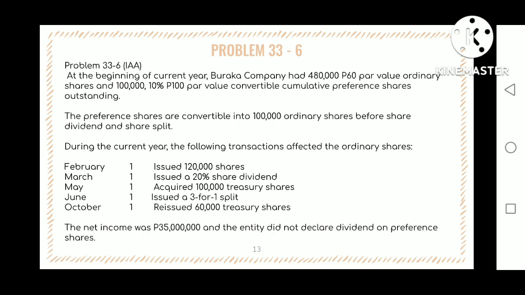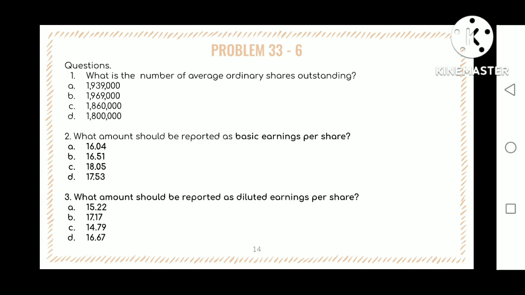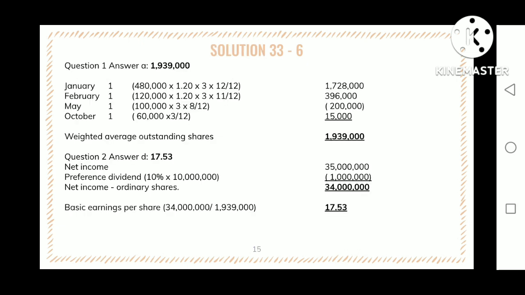May 1, acquired 100,000 treasury shares. On June 1, issued a 3-for-1 split. And on October 1, reissued 60,000 treasury shares. And the net income was 35 million pesos, and the entity did not declare dividends on preference shares. In this problem, we are going to find the average ordinary shares outstanding, the basic earnings per share, and the diluted earnings per share. Let's first solve for question number 1, the weighted average outstanding shares.